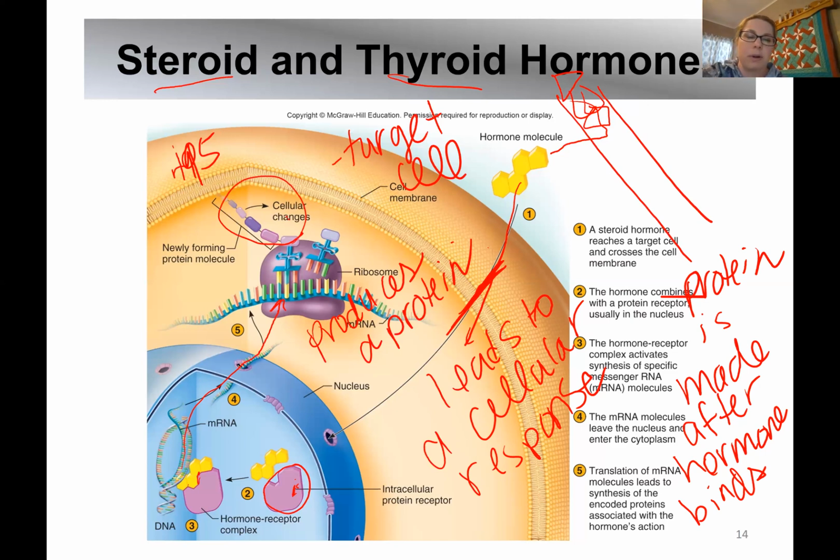Maybe this protein is an enzyme that helps speed up a reaction. Maybe it slows down a reaction, or whatever that response is going to be. Okay, so things with steroid hormones or thyroid hormones, they can go straight through the cell, bind to the receptor, and a protein is made that changes the cell's response.